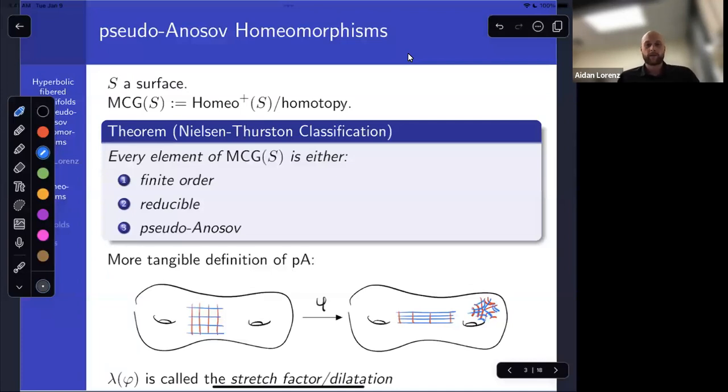Well, one of the morals of this theorem is that the pseudo-Anosov mapping classes are the most interesting ones. Finite order and reducible are simple or understandable in certain ways. And the pseudo-Anosov ones are the interesting ones, algebraically, topologically, dynamically, basically every way. So naturally, there's a lot of work studying these things, and by extension, their dilatations or their stretch factors.